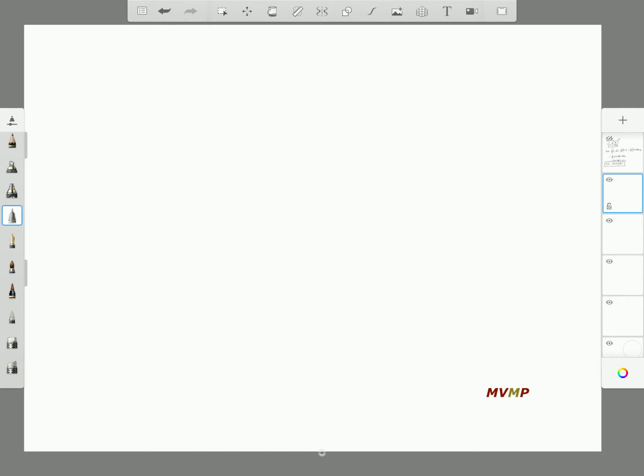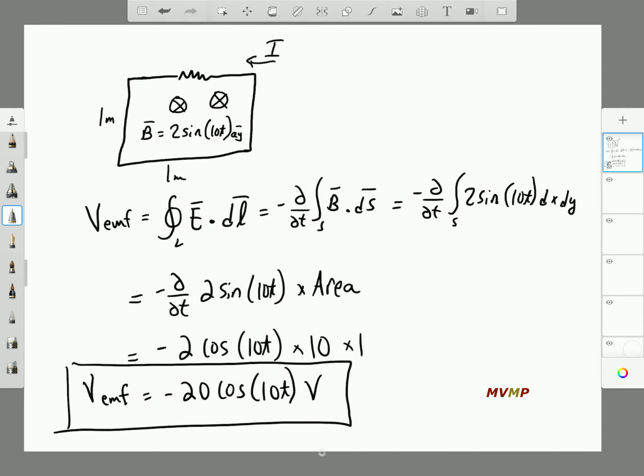Now it says show the correct polarity of the induced voltage in the figure. Since it is a negative cosine, let's go back, use a different color so that you can see. As you can see, since it is going this way and we got an answer of negative 20 cosine, we know that it will hit a negative first and then a positive. So that is the correct way of labeling that.